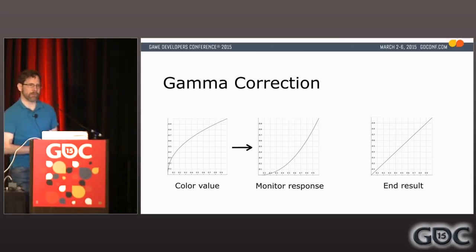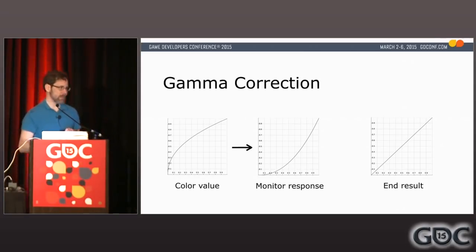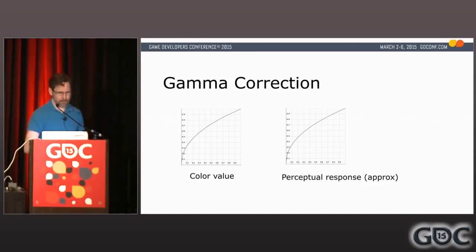Now, having said all this, why do we do this at all? As I said, we don't really use CRTs anymore, mostly LCDs. And why couldn't we just create hardware that responds linearly to a linear signal? Well, there are advantages to gamma correction.